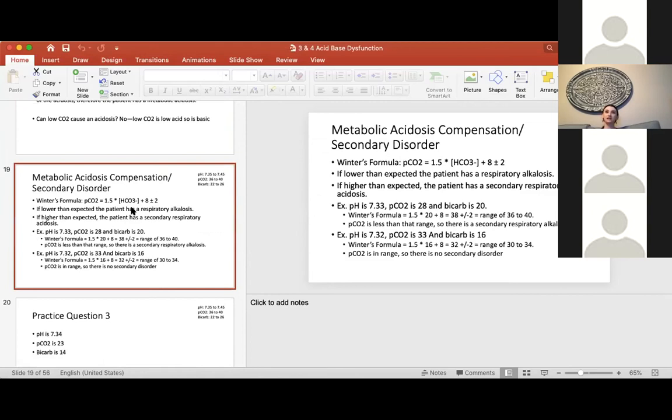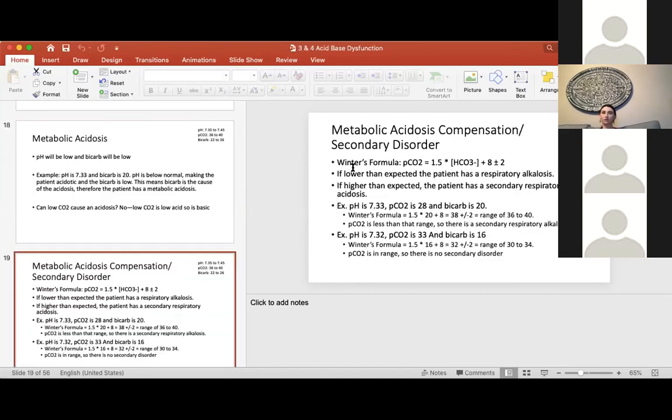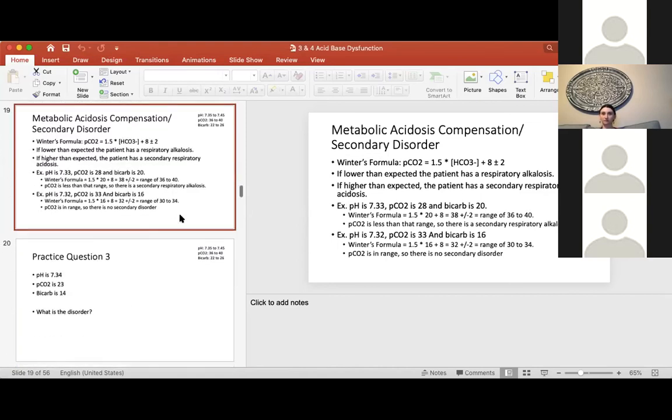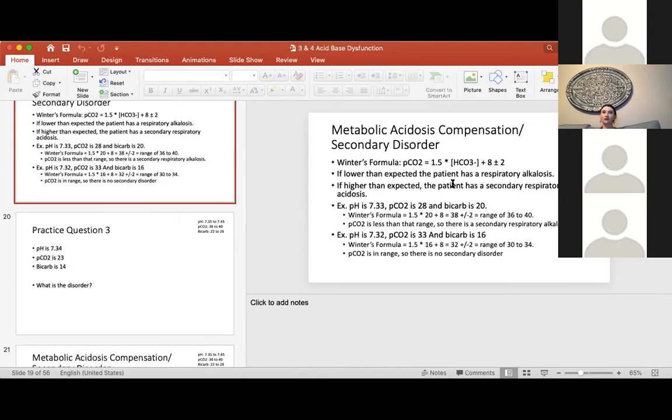Okay, so compensation. For a metabolic acidosis, compensation or a secondary disorder is assessed using Winter's formula. We've got our PCO2, and that is 1.5 times our bicarb plus 8, plus or minus 2. So it's going to give us a range because of the plus or minus. If it's lower than expected, it's going to be a respiratory alkalosis. If it's higher than expected, the patient is going to have a secondary respiratory acidosis.